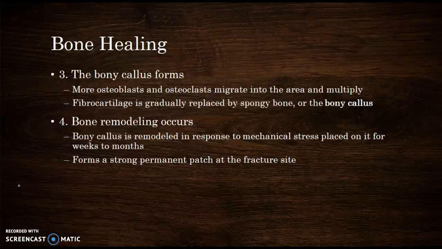Step three is the bony callus forming. So osteoblasts and osteoclasts are going to migrate to the area and go through a little bit of bone remodeling. They're going to start it, basically. So they're going to replace that fibrocartilage with spongy bone, or the bony callus. Finally, bone remodeling occurs. So osteoclasts come and they're going to break down this spongy bone. And then osteoblasts are going to replace it with really strong, compact bone.